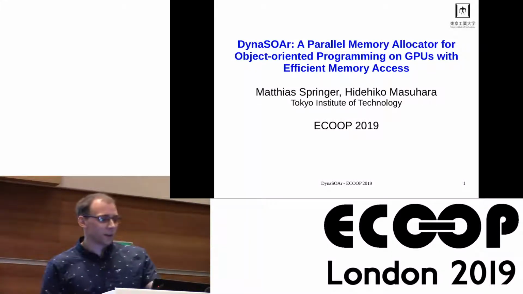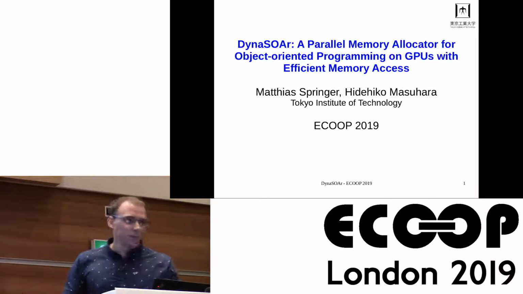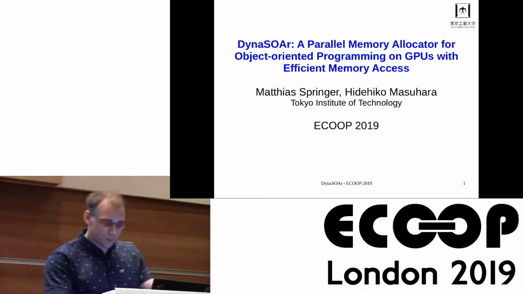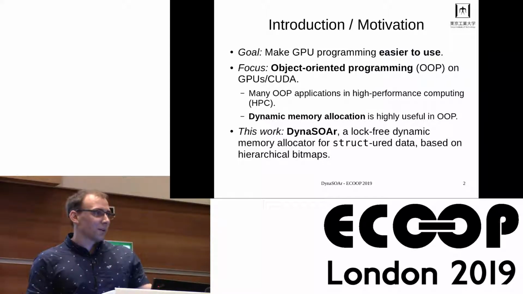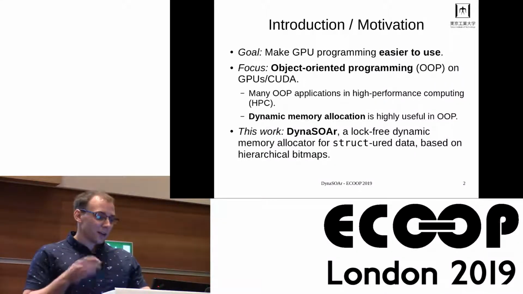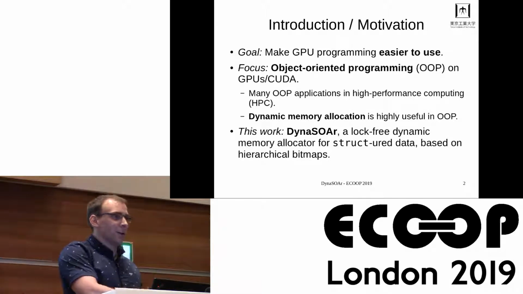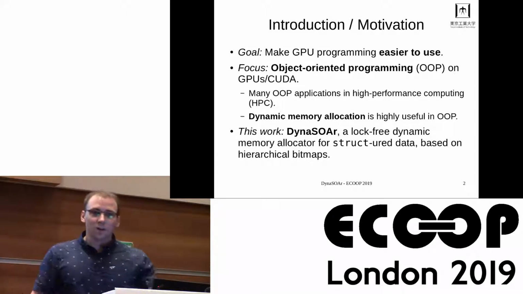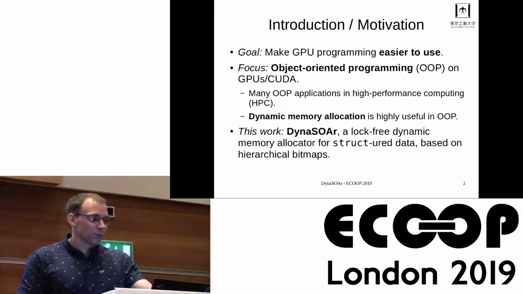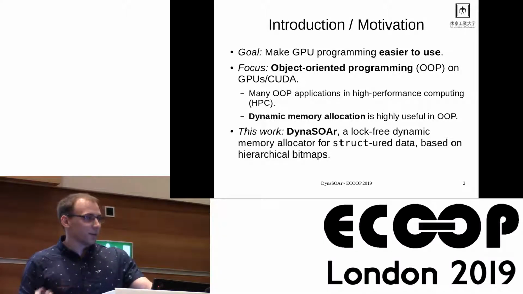My name is Matthias, and I'm going to talk about a new memory allocator for GPUs, specifically CUDA. The overall goal of my research is to make GPU programming easier to use. It is quite difficult at the moment, and I'm trying to make it easier to use for people who are not experts in GPU programming, from domain experts in other domains. I'm trying to do this by providing fast object-oriented programming for GPUs, and specifically CUDA.